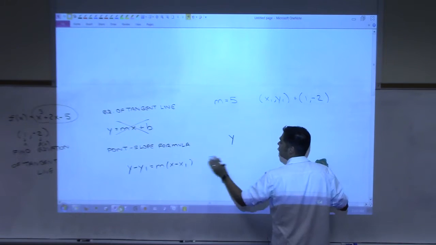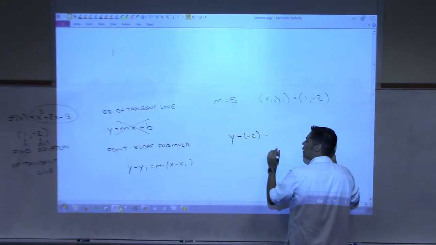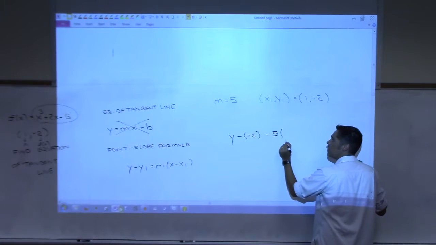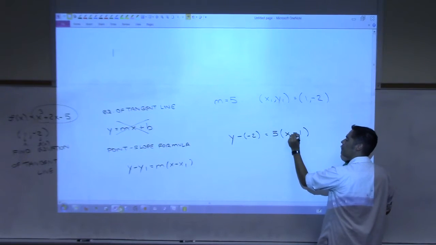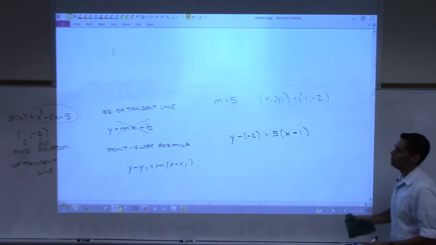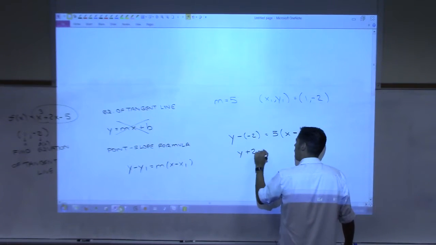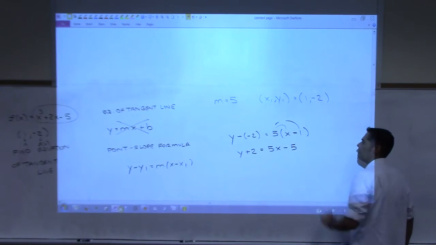Y minus y1, so y minus negative 2 equals, be careful with the sign there, right? Equals 5 times, that's m, x minus 1. And then we can clean it up. Y plus 2 equals 5x minus 5. I distributed.